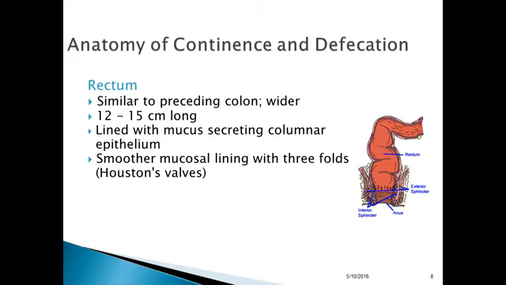The upper portion of the rectum is intraperitoneal, and the lower part of the rectum is extraperitoneal. The proximal rectum is supplied with blood by the inferior mesenteric artery, while the middle and inferior portion of the rectum are supplied by the middle and inferior hemorrhoidal arteries.